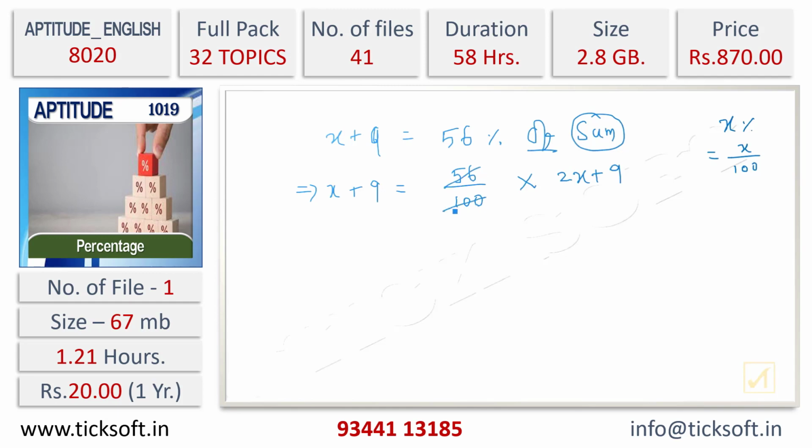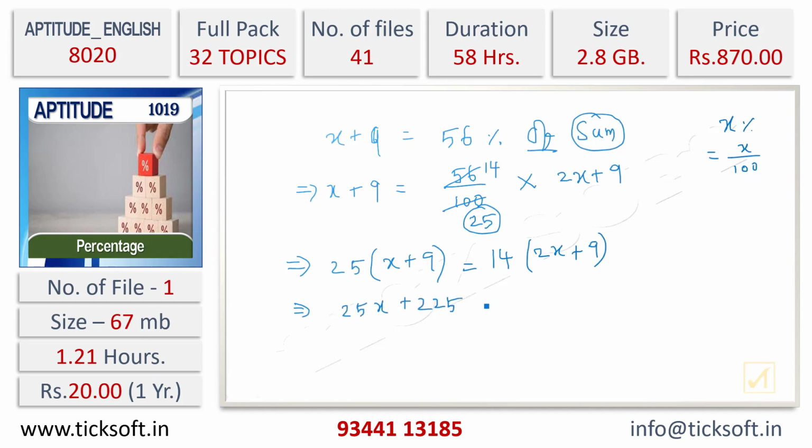So here if we cancel these two values by using the fourth table, then we will get 14 by 25. Now if we bring this 25 to the opposite side, then we will get 25 into x plus 9 is equal to 14 into 2x plus 9. Now 25 into x is 25x and 25 into 9 will be equal to 225. And 14 into 2x will be equal to 28x and 14 into 9 will be equal to 126.